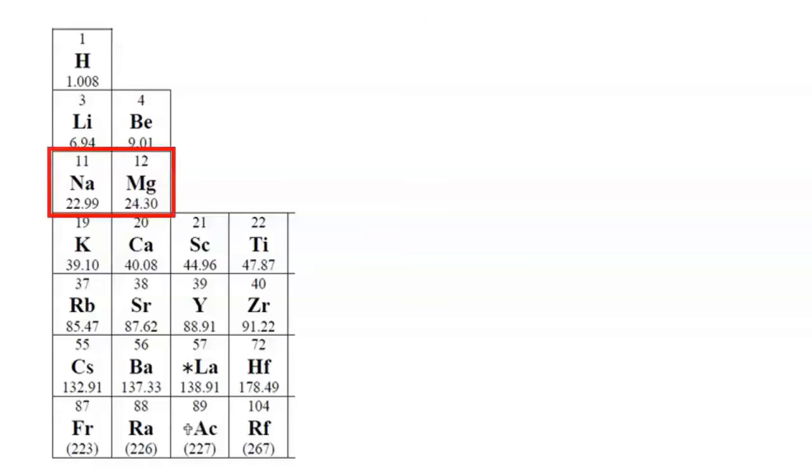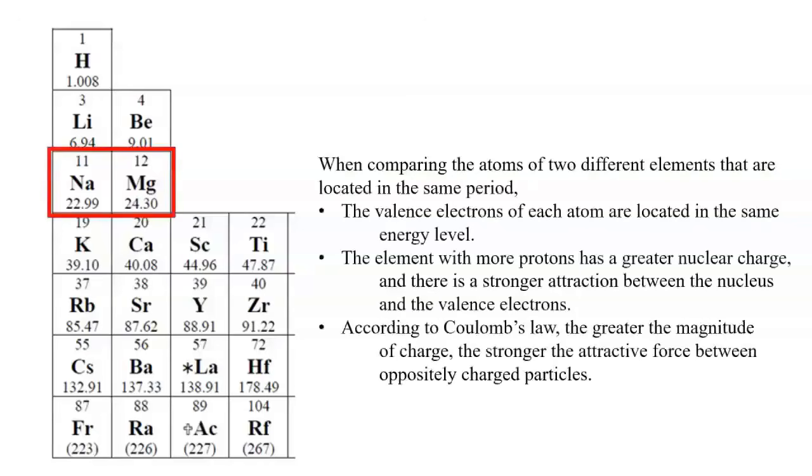Here's sodium and magnesium. You'll notice that they are located in the same period, the same horizontal row of the periodic table. When comparing the atoms of 2 different elements that are located in the same period, the valence electrons of each atom are located in the same energy level. So in this case, it was energy level 3. The element with more protons has a greater nuclear charge. Again, that was magnesium. And there is a stronger attraction between the nucleus and the valence electrons. So in general, according to Coulomb's law, the greater the magnitude of charge, the stronger the attractive force between oppositely charged particles, such as the nucleus and the outer shell electrons.